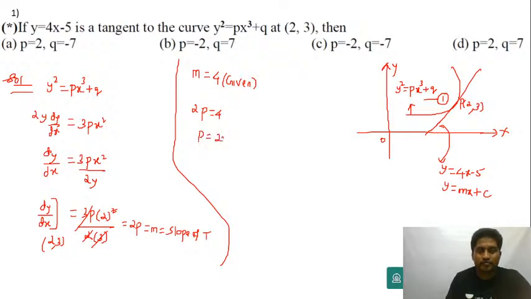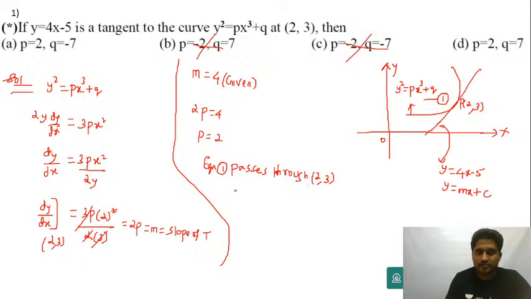So I got the value of p. If I get the value of p, this means that this option is ruled out and this one is ruled out. So it should be either A or D. Now what I'll do is, since the curve, equation 1, passes through 2 comma 3, right?